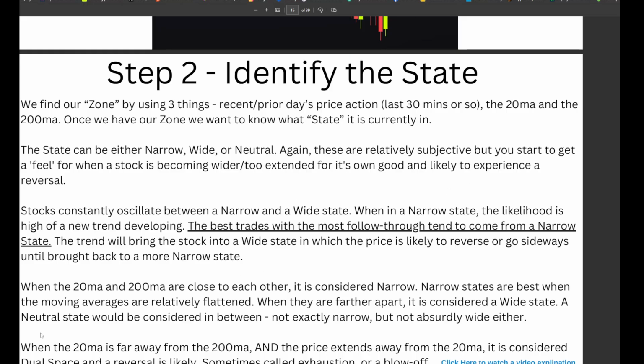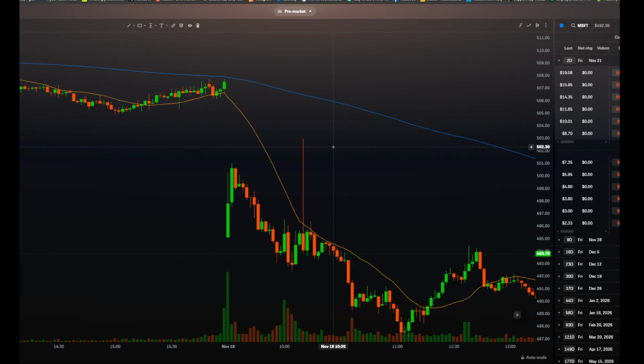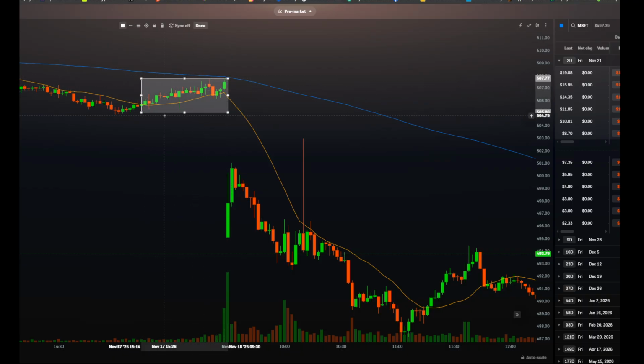Let's see if we can get an example real quick. Perfect. Right here, we just find the last 45 minutes of price and we highlight it. Here's the low, here's the high, but we have to get the SMAs inside of this box as well. So we have to pull it up a little bit. Now it's inside the box.